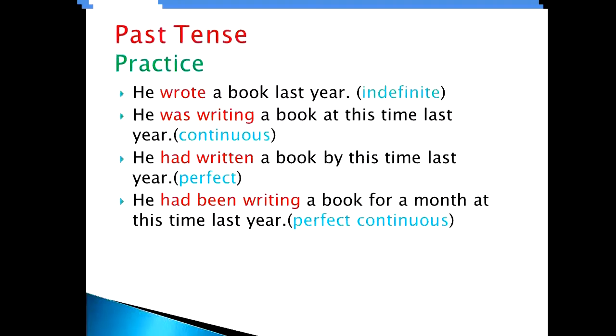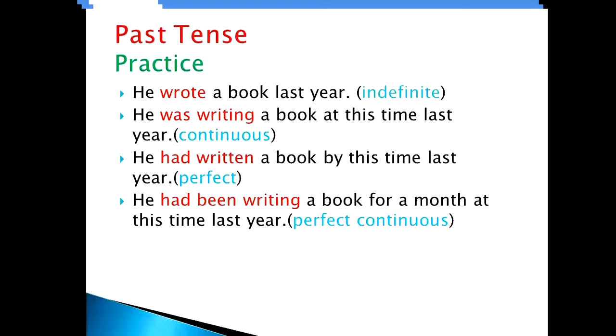Let's learn by comparison by using one verb in all aspects of action. He wrote a book last year. It is indefinite because it's about an action that took place at a time in past.